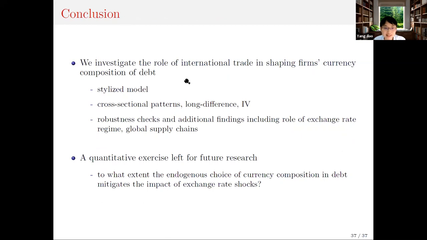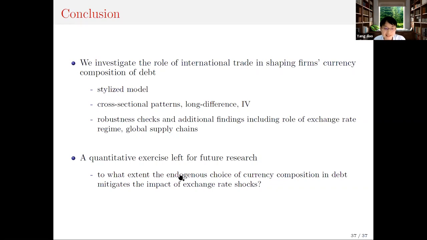We basically investigated the role of international trade in shaping firms' currency composition of debt. We provide a stylized model and cross-sectional patterns, long difference and IV approach using South Korea's firm-level data. And we perform a lot of robustness checks and take into account global supply chains. So I think our results show that the firm's endogenous hedge, right? So this may provide additional insight for the quantitative exercise for the balance sheet effect in international finance.